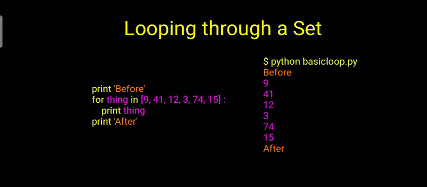See in this case, before the loop, we write a statement, print before. Then the for loop, and inside the for, we have a print statement, print thing. And then after the loop, we write another statement, print after. If we execute the program, the first line executed is before. With the help of iterations, we get the output 9, 41, 12, 3, 74, 15. And after completing the loop, the last statement, print after, is executed.